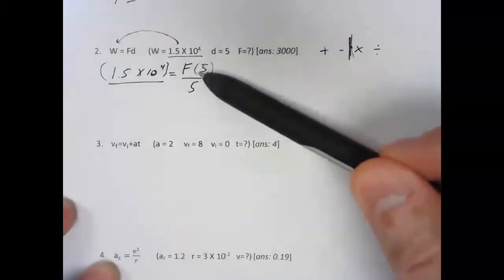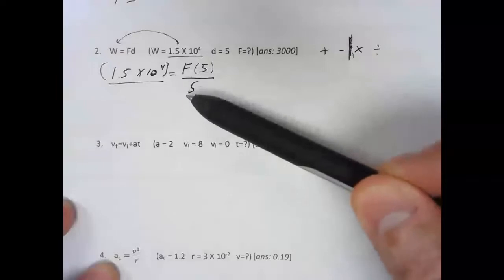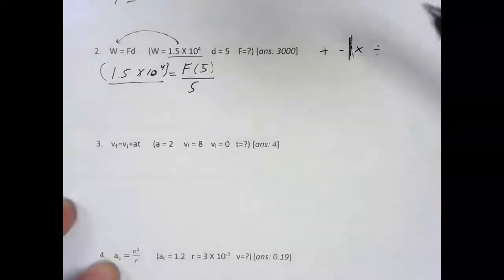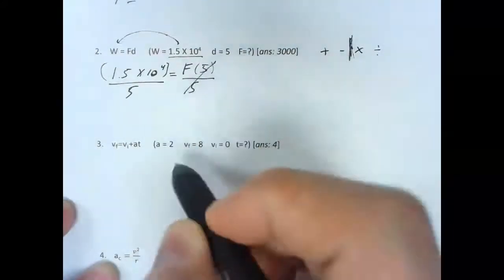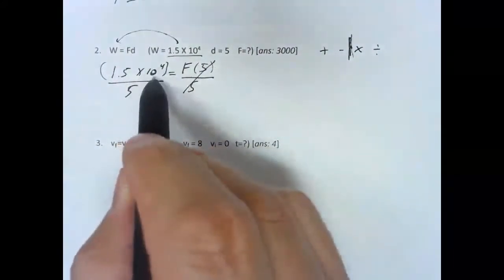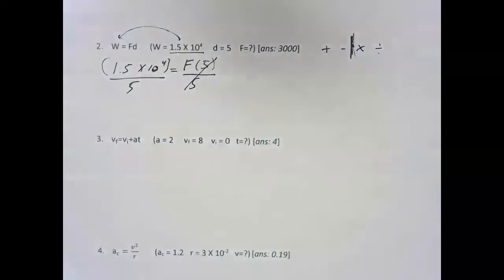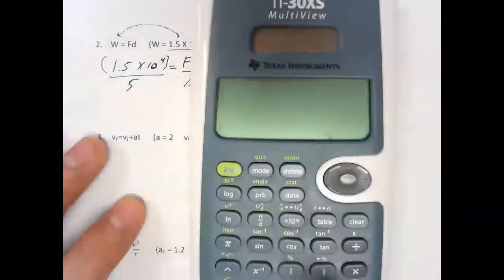If I divide by this number, 5 divided by 5 is 1, and 1f is what we're trying to find, basically. So I'm going to divide by 5 on both sides. It gets rid of it here. 1.5 times 10 to the 4th divided by 5 is the arithmetic operation that we need to do.